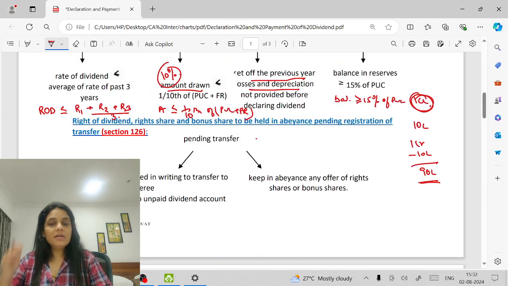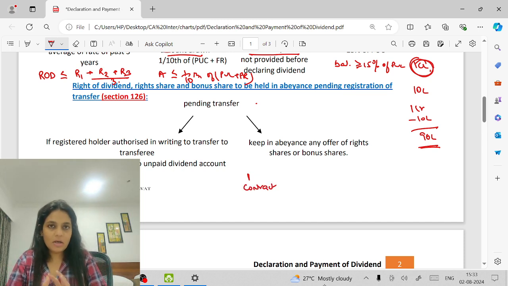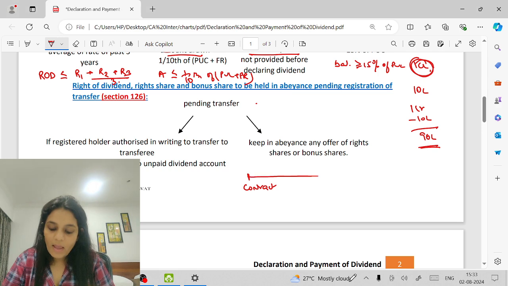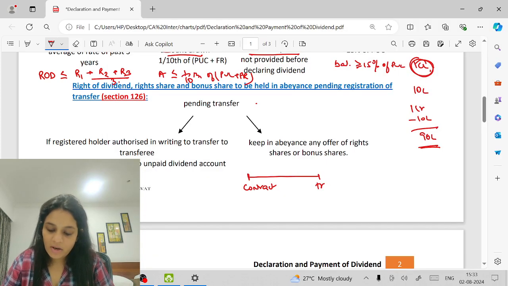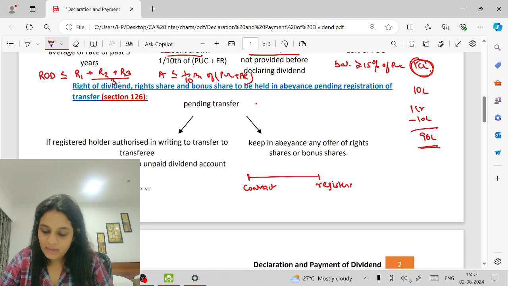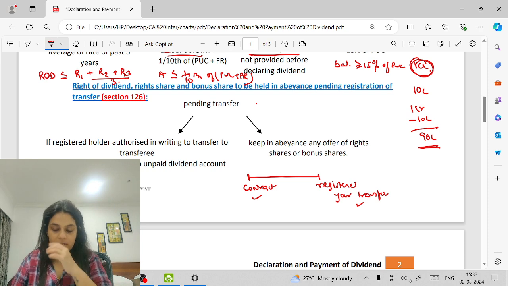What happens to the dividend pending transfer? So basically what happens, you made a contract for selling your securities here and the company finally registered your transfer here. So here you made a contract and here the transfer was registered.